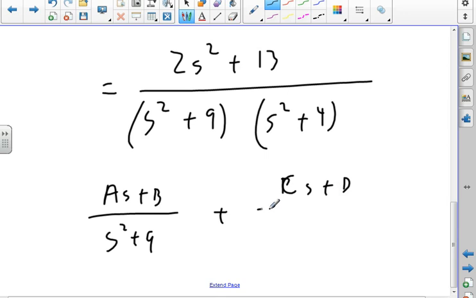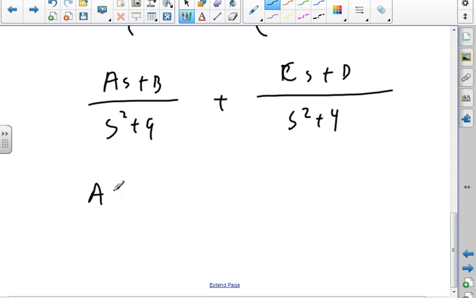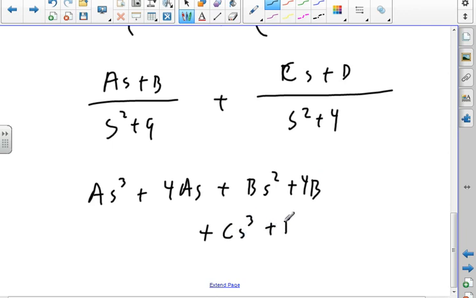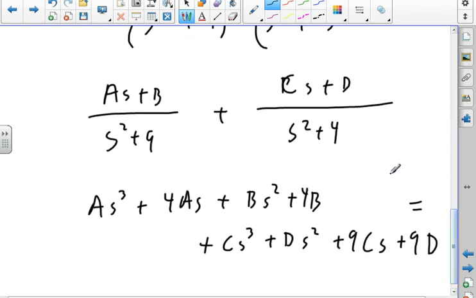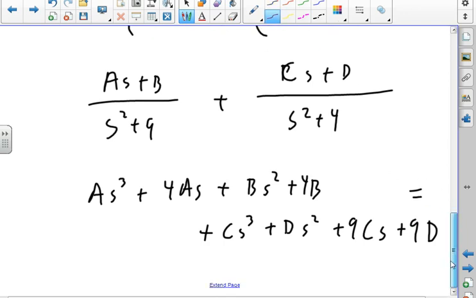plus cs plus d over s squared plus 4. And then I'm going to have as cubed plus 4as plus bs squared plus 4b plus cs cubed plus ds squared plus 9cs plus 9d is equal to, I put the equal to on the wrong side, equal to 2s squared plus 13.